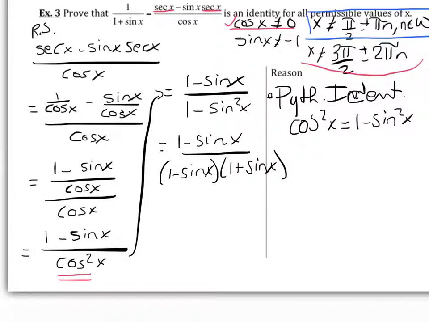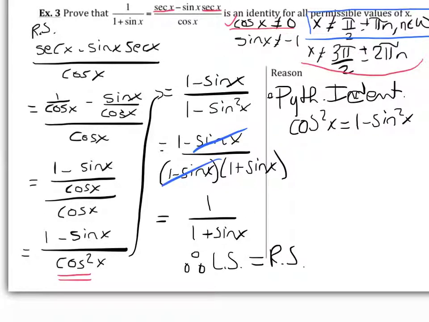Well, here we go. We can simplify that, and we're just left with 1 over 1 plus sine x, which is my left side. So therefore, left side is equal to the right side. Done. And I have proven this identity for all values of x.